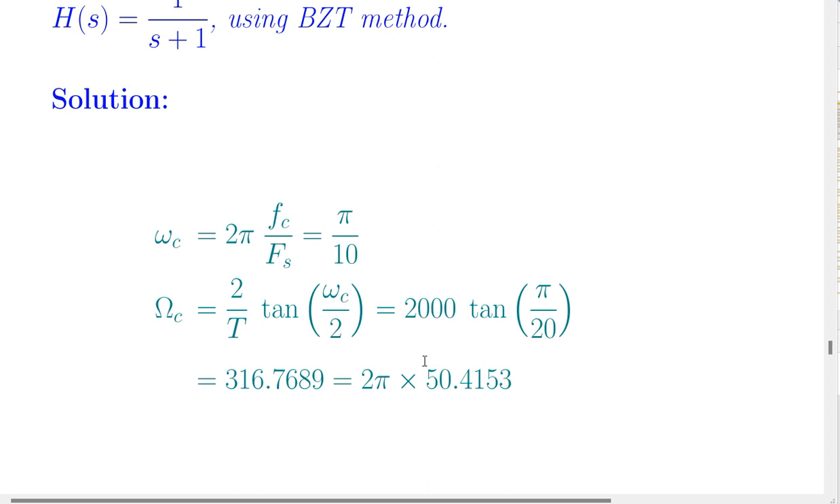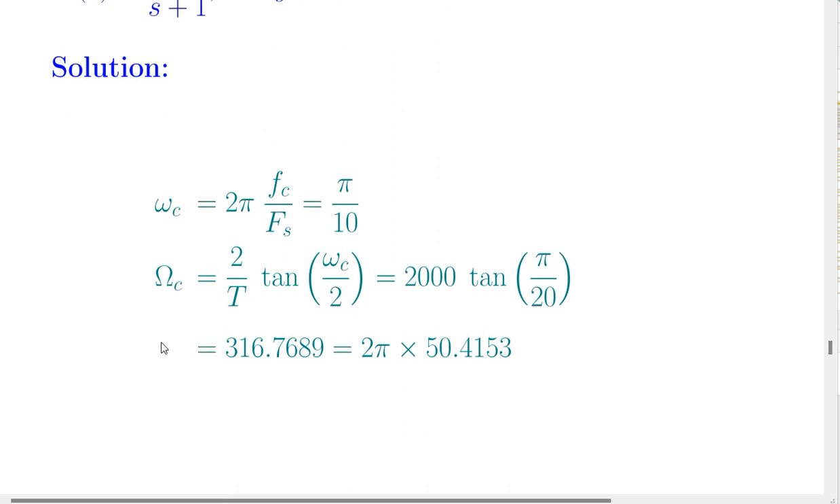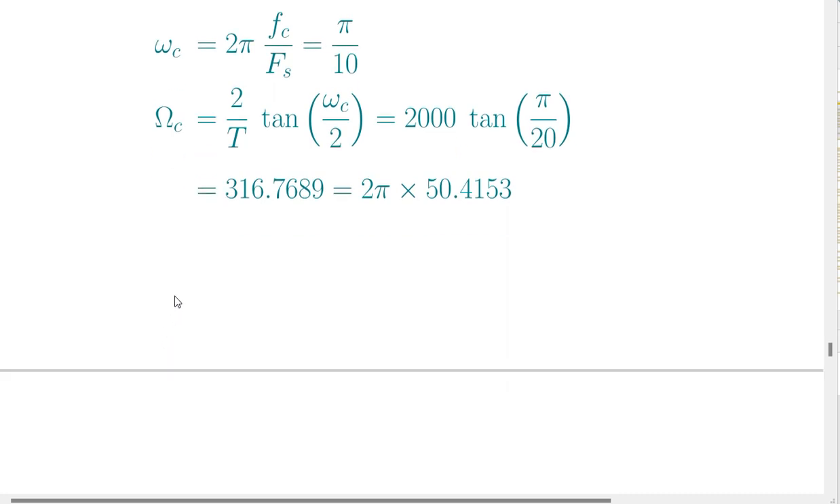So if you take 50 hertz as cutoff in analog environment, the design will lead to another cutoff in digital environment, because 50 hertz in digital environment needs having 50.4153 hertz in analog. Okay? Why? Because of this relation we mentioned. That's the key point.